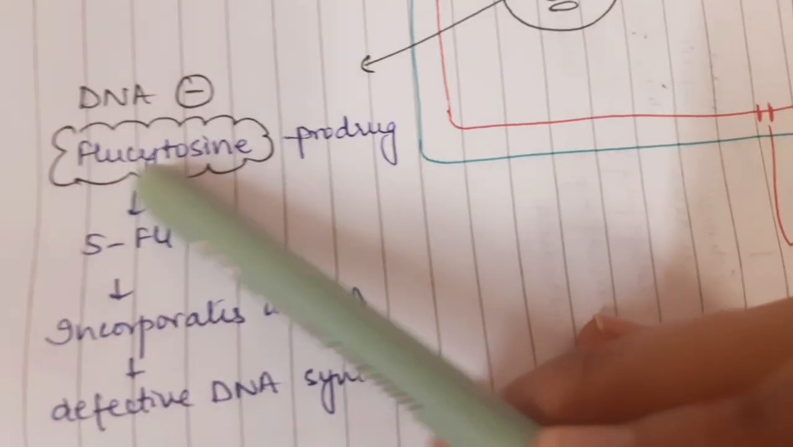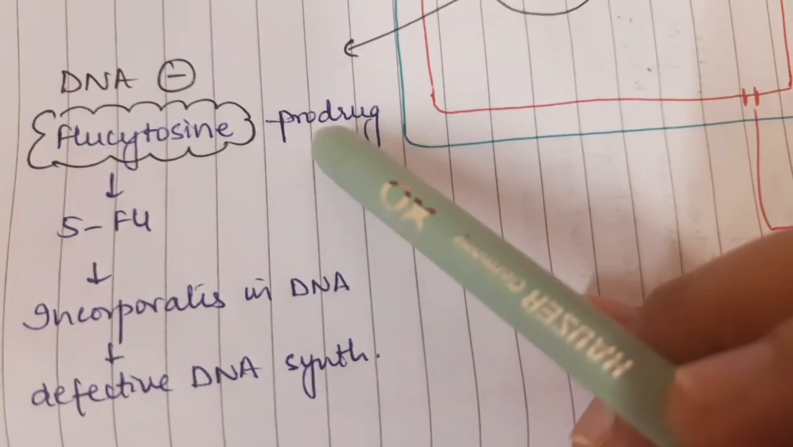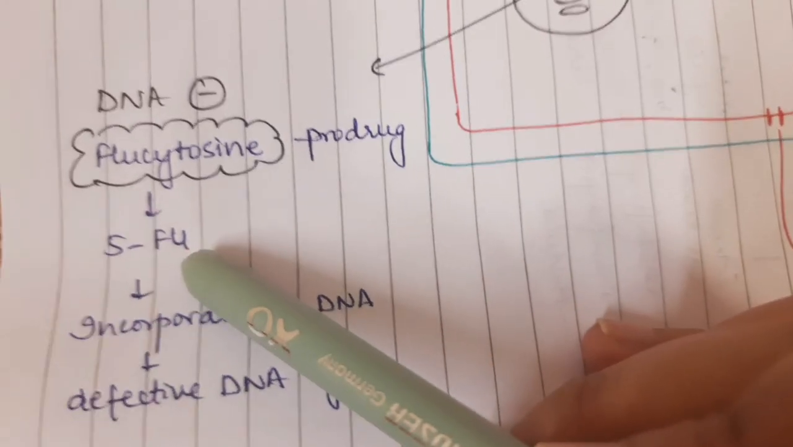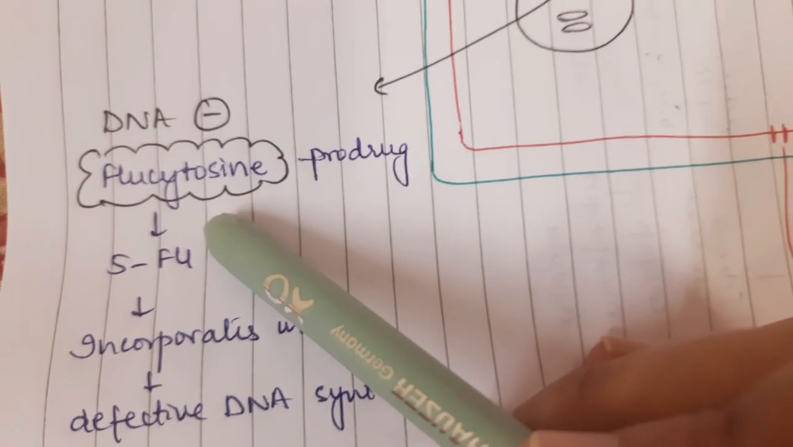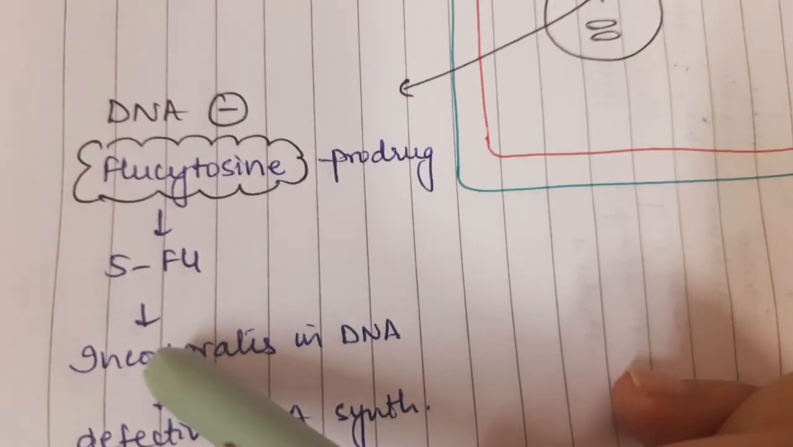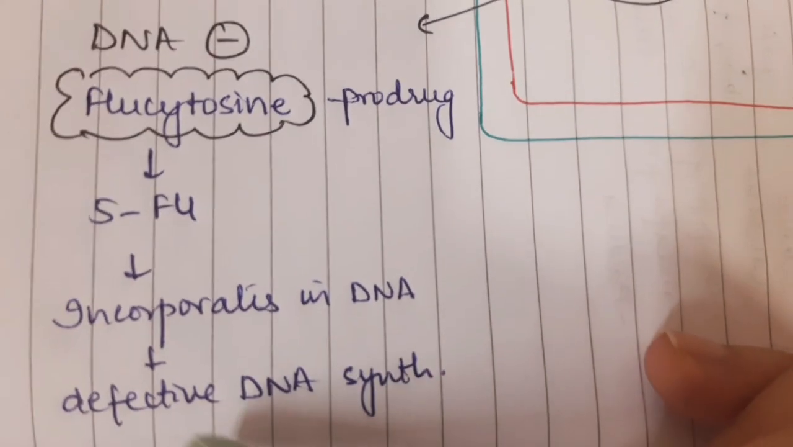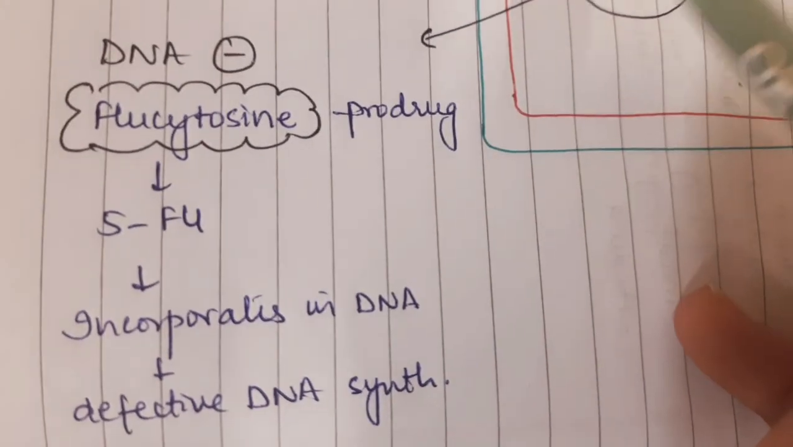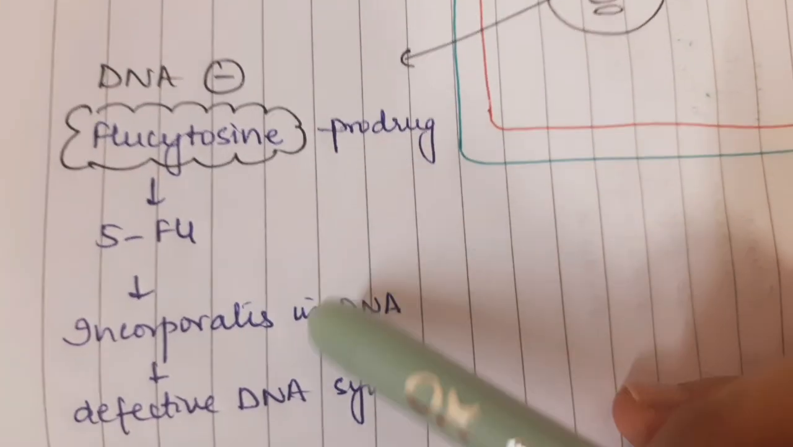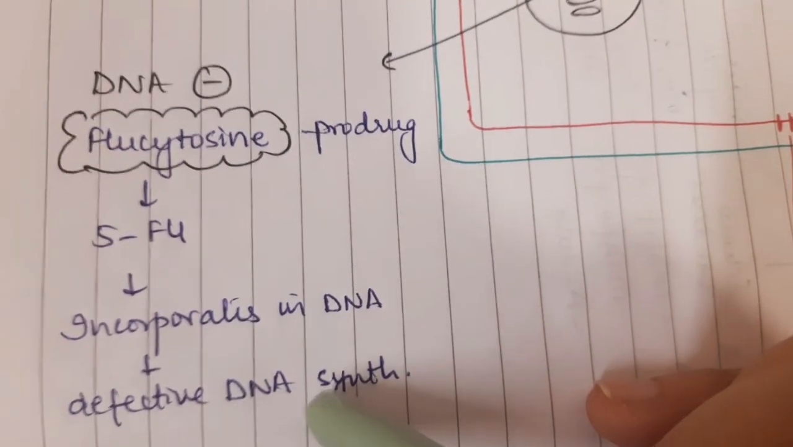The next drug is flucytosine. Flucytosine is a DNA inhibitor. Now flucytosine is a prodrug, and in our body it gets converted into 5-fluorouracil. 5-fluorouracil is an antimetabolite which gets incorporated into the DNA of the fungal cell. Now this is not a naturally occurring nucleotide in the DNA, so it will lead to defective DNA synthesis, eventually leading to lysis of the fungal cell. So that is how flucytosine acts, by inhibiting DNA synthesis and causing defective DNA synthesis.